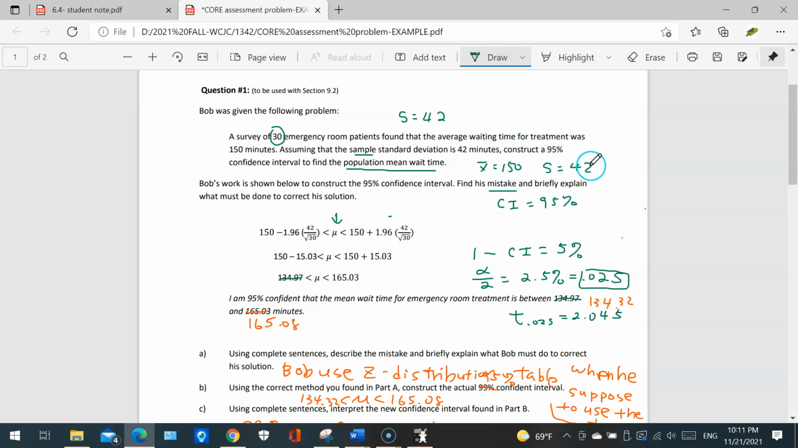And the standard deviation is 42. So from the question, we don't get any information about the population standard deviation. We don't know this information. So when we run the confidence interval test to estimate the mean, we can either go with a z-table or t-table. However, for this one, we can only go with a t-table because we don't know the population standard deviation.